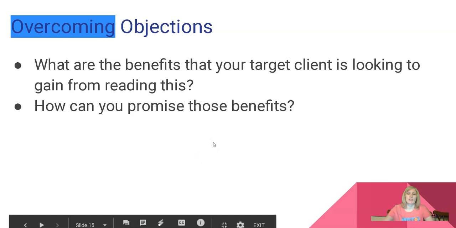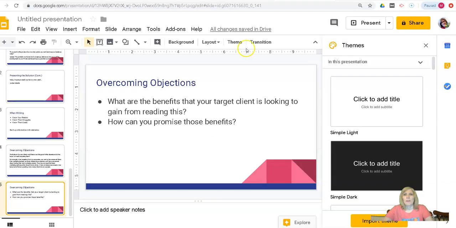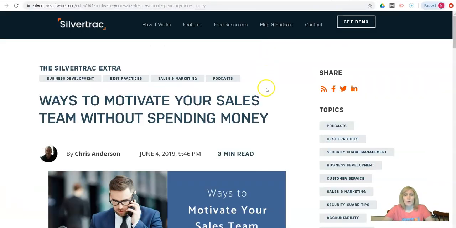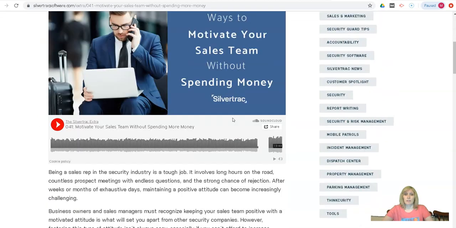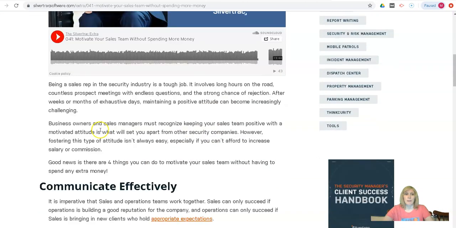Okay, that's the last page. Now I'm going to show you an example of a great introduction. All right, so we talked about the difference between startups and enterprise companies, ways to motivate your sales team without spending money. So this is going to be targeted more to small business, startup, concerned with their sales team's performance.